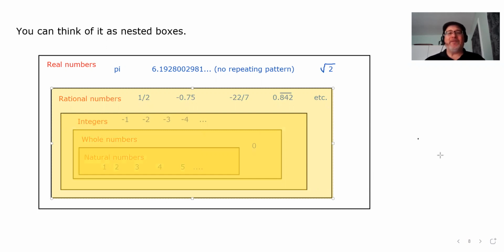Notice the numbers that I put in the rational number box that are outside the integer box: 1/2, negative 0.75, negative 22 over 7, that repeating decimal, et cetera. All of those are rational numbers, but not integers, which is why they live inside the rational number box, but outside the integer box. And lastly, the biggest box we talked about were the real numbers, which contains all possible decimals. Notice I put pi, I put that random decimal with no repeating pattern, and I put the square root of 2, which is an irrational number, but it is a real number. So those numbers being irrational live outside the rational number box, but everybody lives inside the real number box.